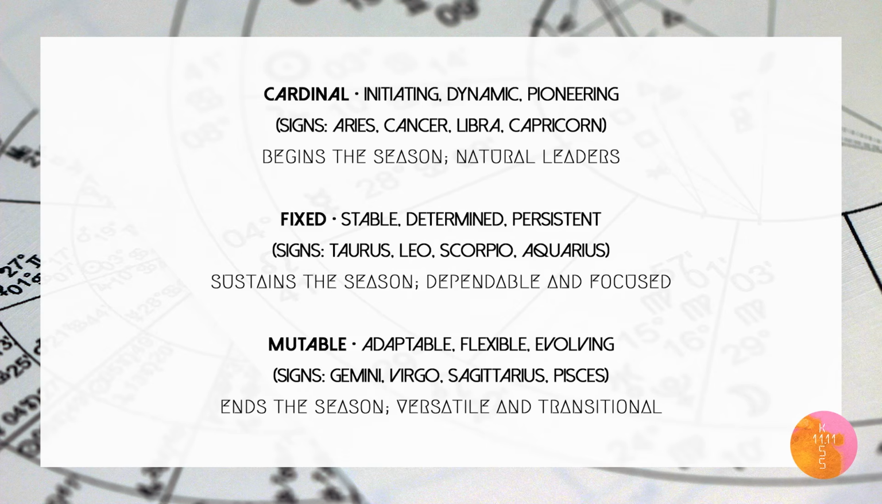The 4 mutable signs are Gemini, Virgo, Sagittarius, and Pisces. These signs close out each season. Gemini wraps up spring, Virgo concludes summer, Sagittarius ends fall, and Pisces finishes winter. Mutable energy is flexible, versatile, and adaptive. These signs are the editors, teachers, and finishers, able to shift, reflect, and prepare for what's next. They help us transition smoothly from one phase to another with insight and adaptability.